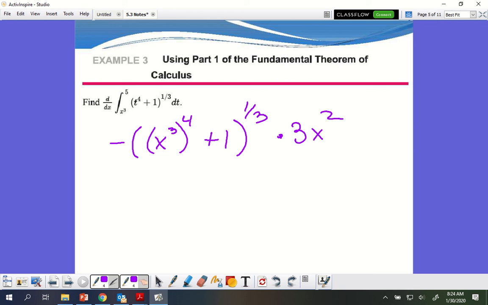So that would be clean and then times this. Now, AP, leave it messy. That's fine. That's your answer. Usually when you simplify it, you're probably going to mess it up a little bit. So don't do that.